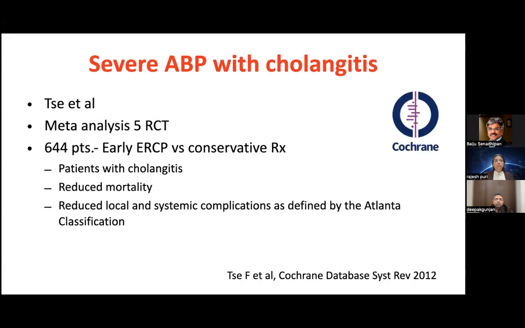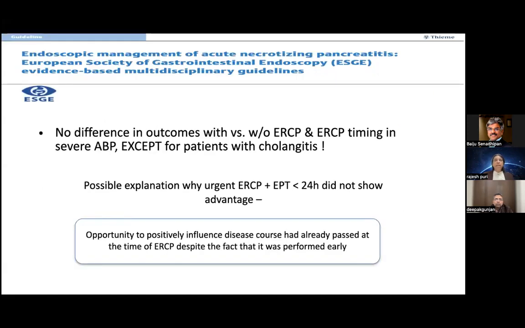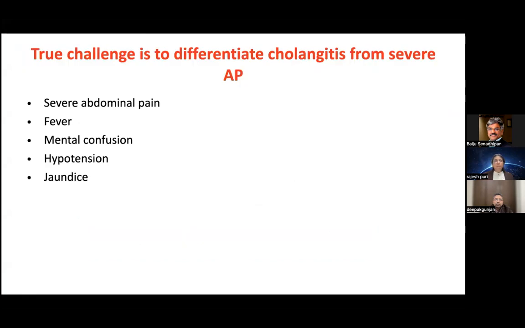This is a Cochrane meta-analysis of 5 randomized controlled trials, and they showed that early ERCP in patients with cholangitis reduces the mortality, and reduces local and systemic complications as defined by Atlanta. This is an ESGE guideline, and it shows that except for cholangitis, doing ERCP is not recommended. A possible explanation is that doing an ERCP is not going to improve the outcome. In fact, it is going to create more problems. So in a patient of acute biliary pancreatitis with cholangitis, ERCP is to be done on an emergency basis.